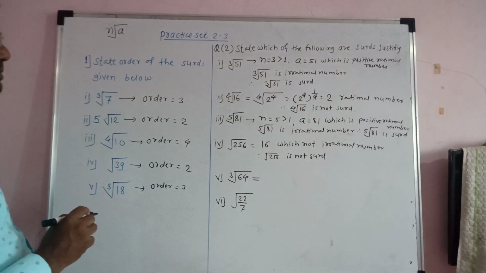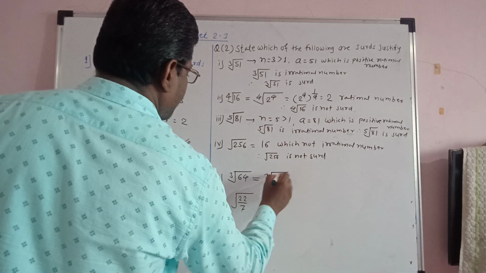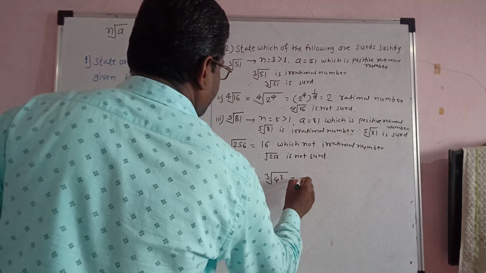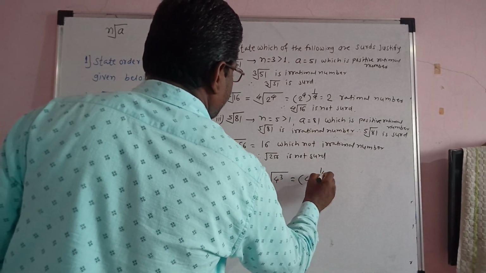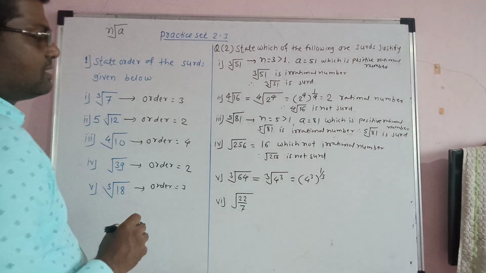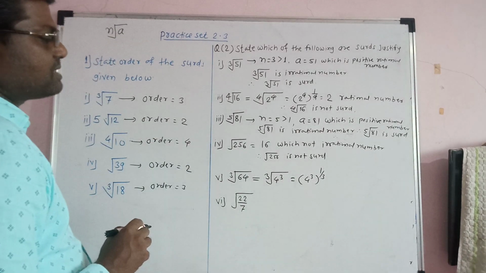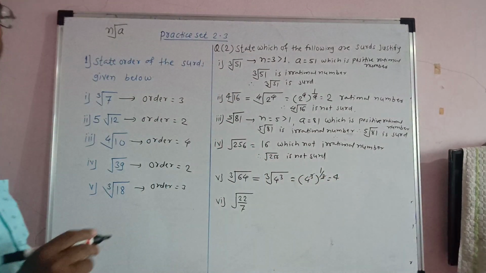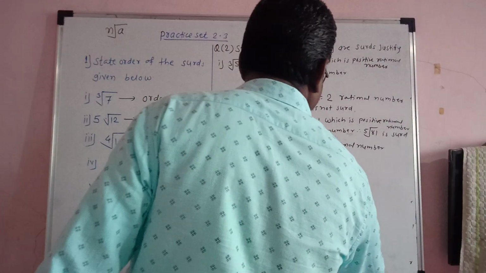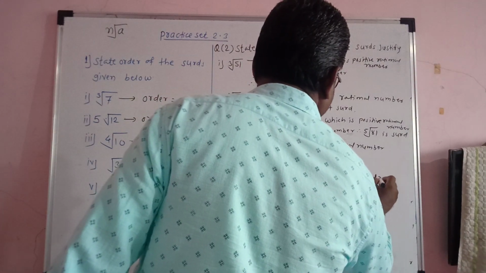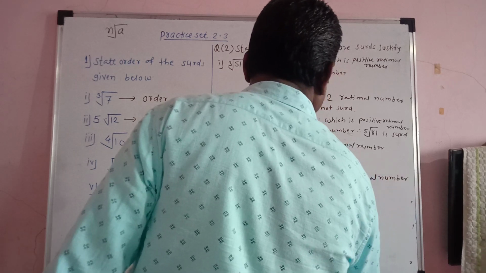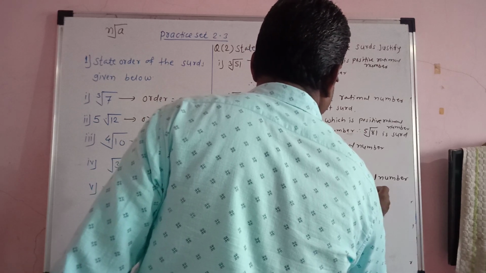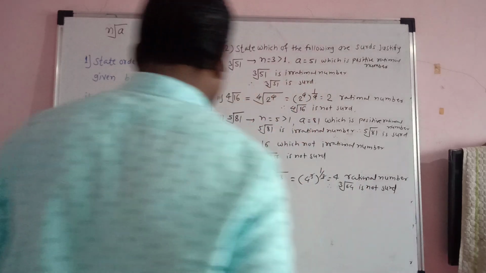Now cube root of 64 is equal to cube root of 4 raised to 3. 64 is 4 raised to 3, which is equal to 4 raised to 3 raised to 1 upon 3. The order 3 can be written as that number raised to 1 upon 3. The 3 will get cancelled, and it is equal to 4. Now 4 is a rational number. It is not an irrational number. Therefore cube root of 64 is not a surd.